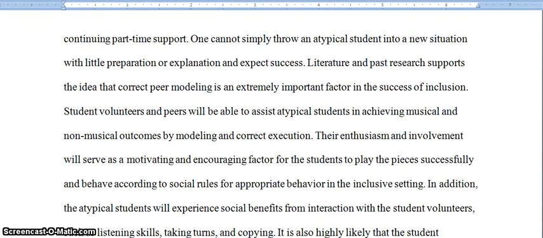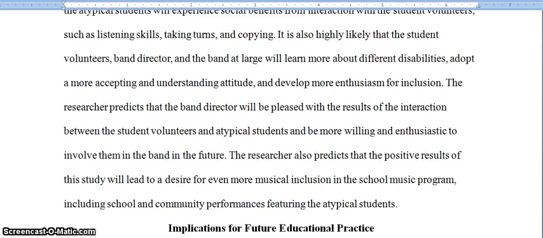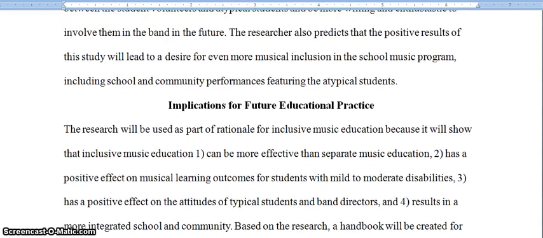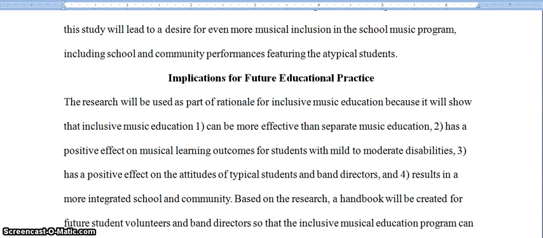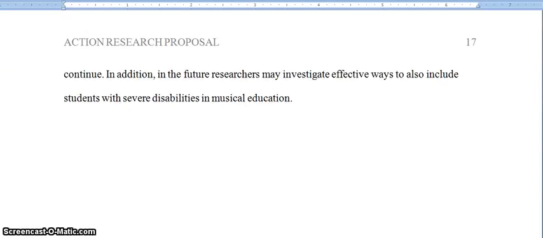And she bases a lot of it on past research, the research that she did, and then implications on the future. The research will be used as part of rationale for inclusive music education, because it will show that inclusive music can be more effective than separating music education. It has a positive effect on musical learning outcomes, has a positive effect on attitudes. So those are the things that she expects to find.